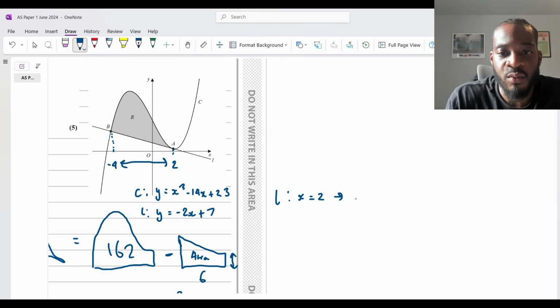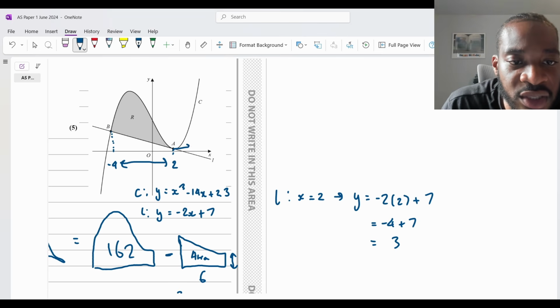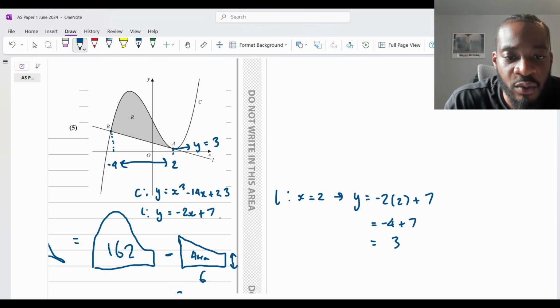It's going to be y is equal to minus 2 lots of 2 plus 4 plus 7, sorry, which is going to be minus 4 plus 7, which is going to equal a positive 3. So therefore, that y coordinate there is y is equal to 3, which means that's a 3 over there. And then this one is when we plug in minus 4 in, right?